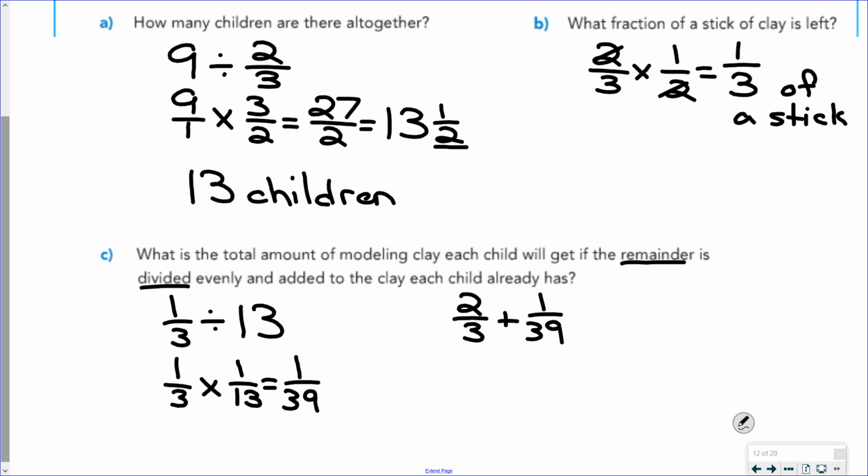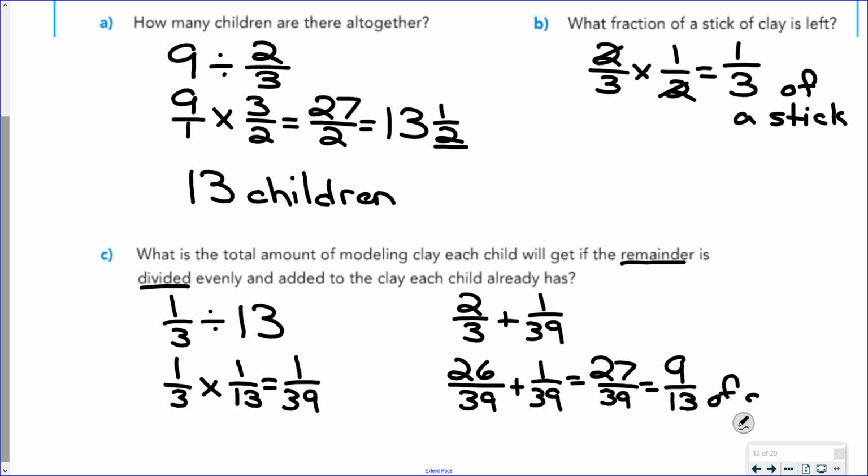When adding fractions, we need a common denominator. A good common denominator for 3 and 39 is 39. So to get from 3 to 39, we multiply by 13, which means we have to take 2 times 13. 2 times 13 is 26. 3 times 13 is 39. Plus 1/39 would give us 27/39, which simplifies down to 9/13. So each child could receive 9/13 of a stick.